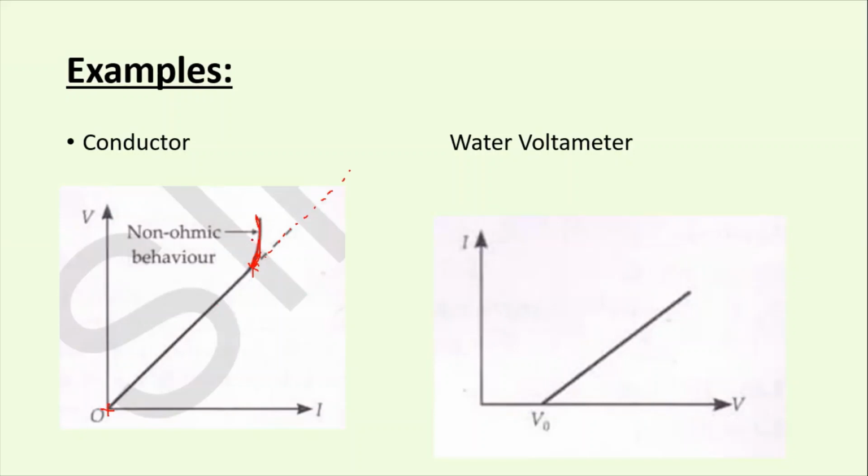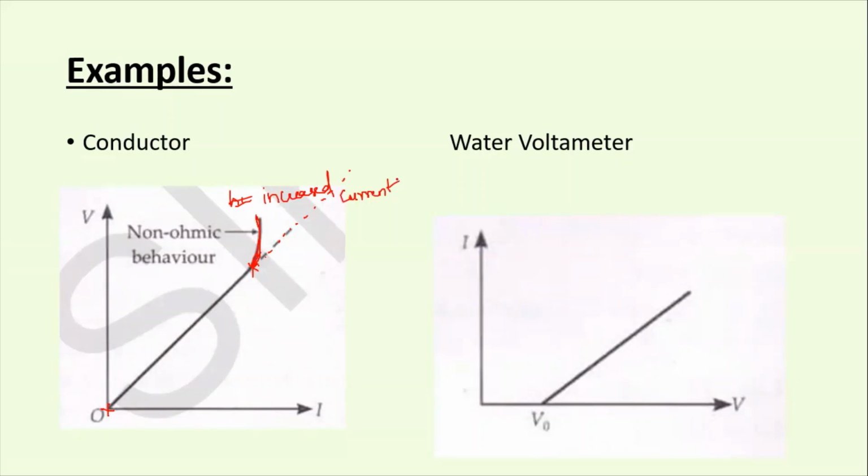Okay. So this is at increased current. So it will not follow the linear relationship. So it behaves like a non-ohmic conductor.